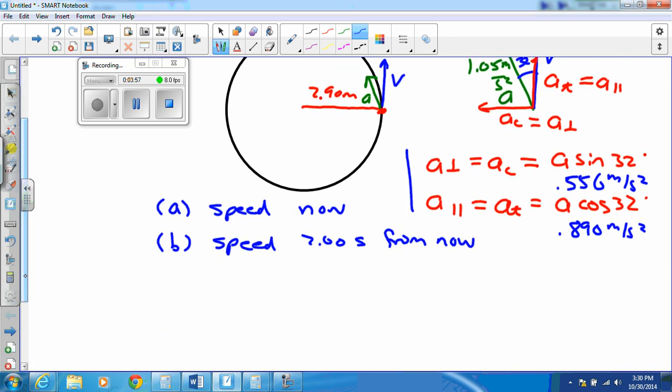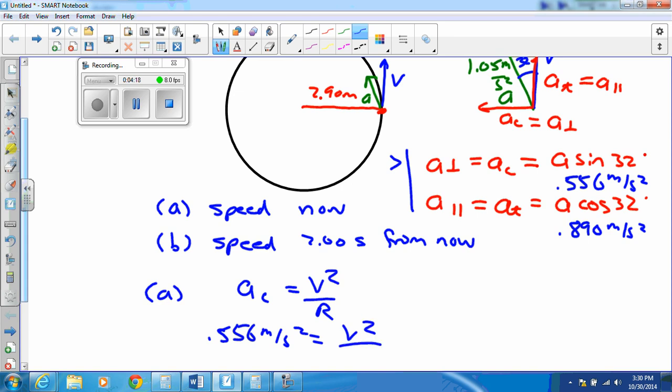Having done that preparatory work, we're now ready to answer parts A and B. In part A, we have the value of the centripetal acceleration, and we know that centripetal acceleration is always equal to v squared over r. So we have 0.556 meters per second squared equals v squared divided by the given radius of the circle, which is 2.90 meters. And that gives us a current speed of 1.27 meters per second.